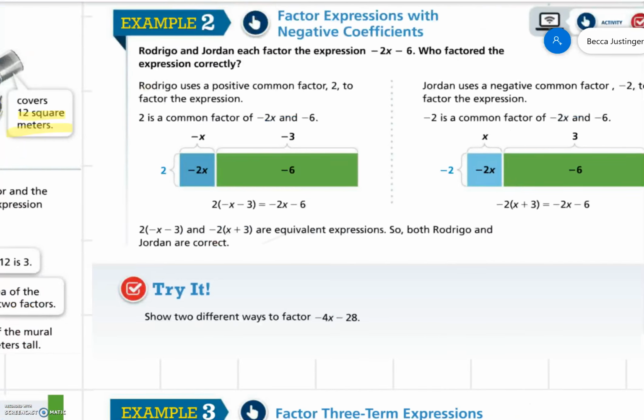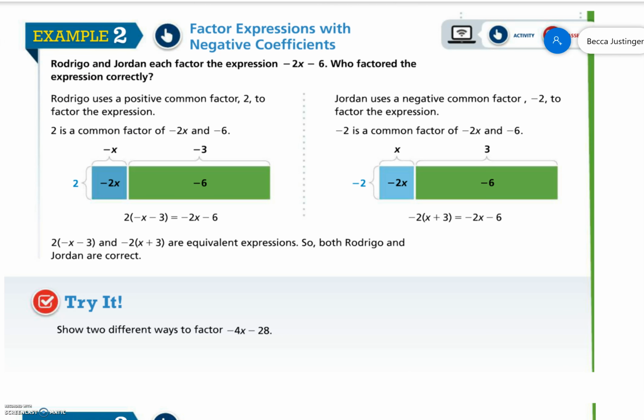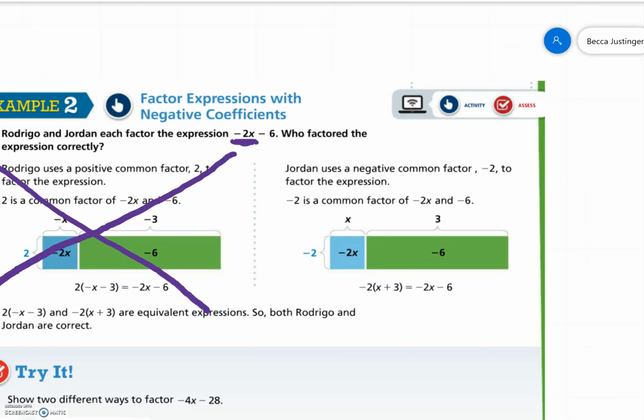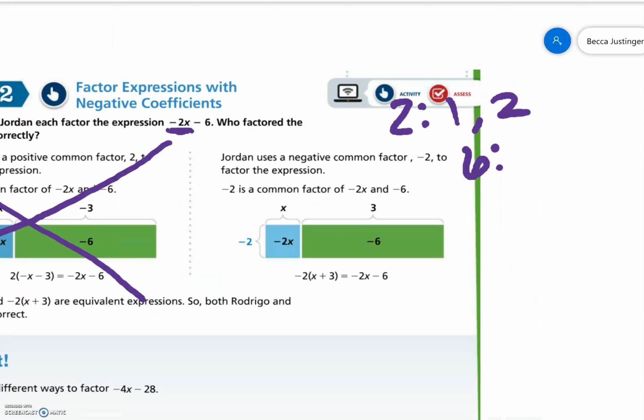Example number 2, factor expressions with negative coefficients. So what I always want you to do, don't pay attention to this first box, if ever the first number is negative, I want you to pull out the negative factor. So you can look between 2 and 6, what's the greatest common factor? So I've got 2, I know the only numbers that multiply to 2 are 1 and 2. I've got 6, so that's 1 and 6, and 2 and 3. My greatest common factor on both of them is 2.